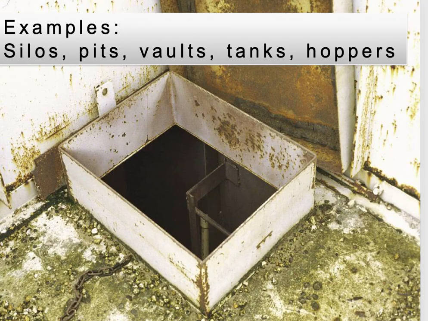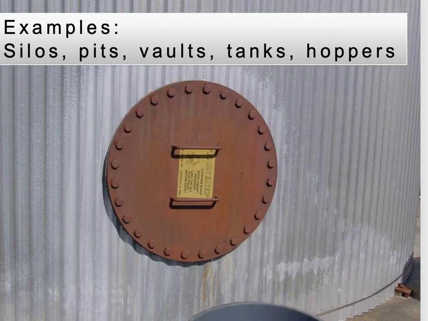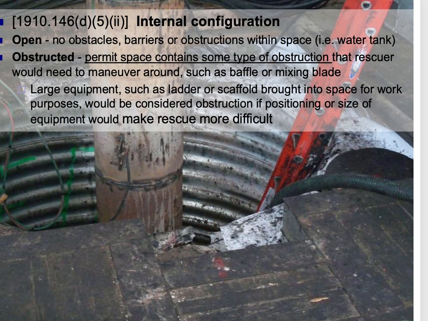So some examples of confined spaces: silos, pits, vaults, tanks, and hoppers. And now you can see that walking and working surfaces, fixed ladders, may apply here. Here's another example of a confined space. So you can imagine a 5,000-gallon storage tank. It's large enough for me to enter and perform my work, but the entry portal may be so small that it's difficult for me to rescue, or that it could contain a hazardous atmosphere.